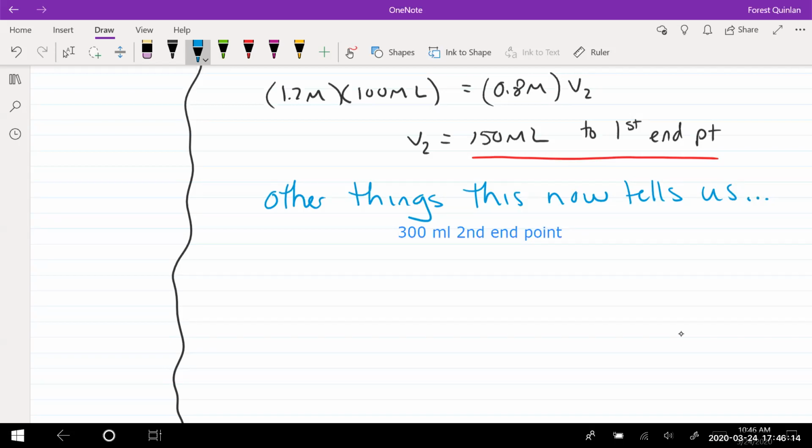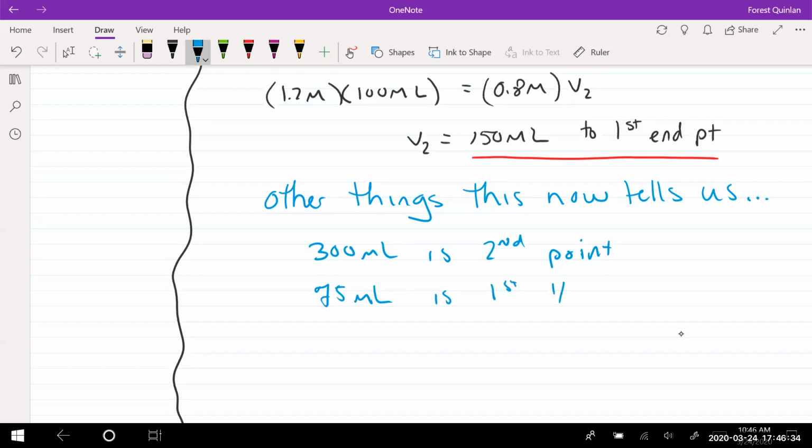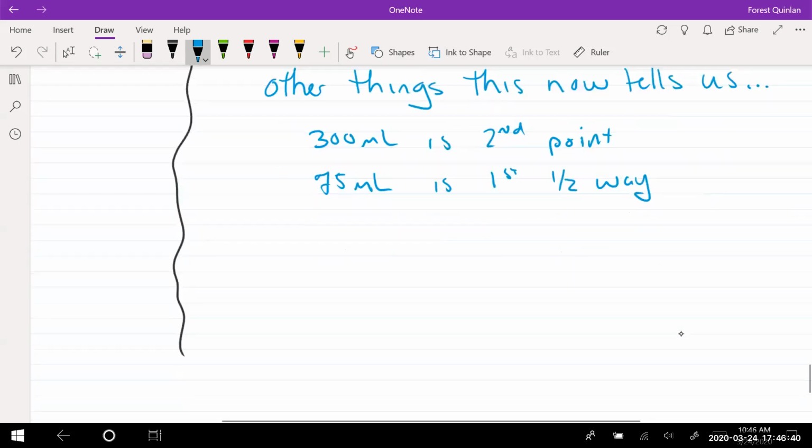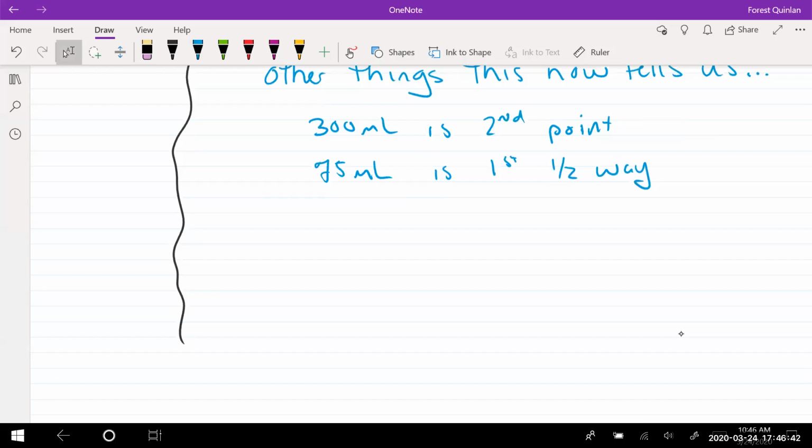That is correct, Dallas. So if 150 is to the first endpoint, then 300 mils is the second endpoint. That also means that we know our other halfway points. That means that 75 mils is the first halfway, and that also means that 150, 225 is the second halfway.